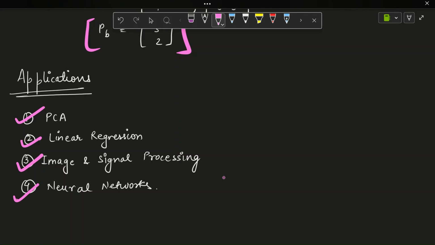So I will conclude that orthogonal projections are essential for dimensionality reduction, least squares regression, and optimization. The projection formula for vectors and projection matrices for subspaces are key mathematical tools. Applications span across machine learning, AI, computer vision, and deep learning.